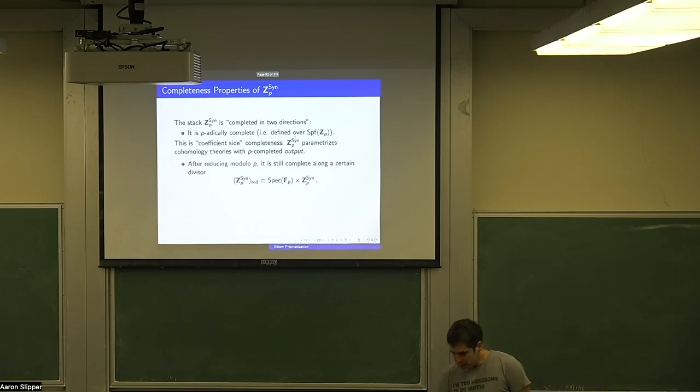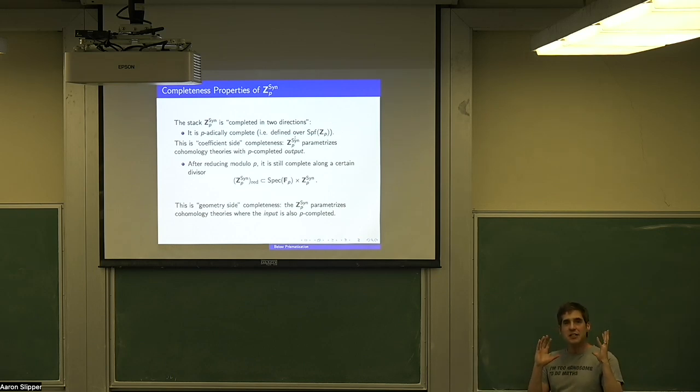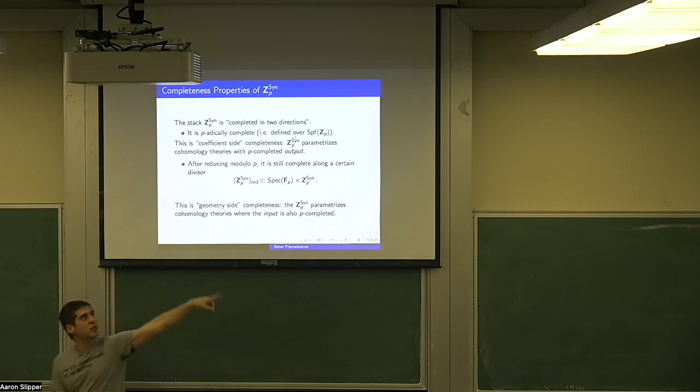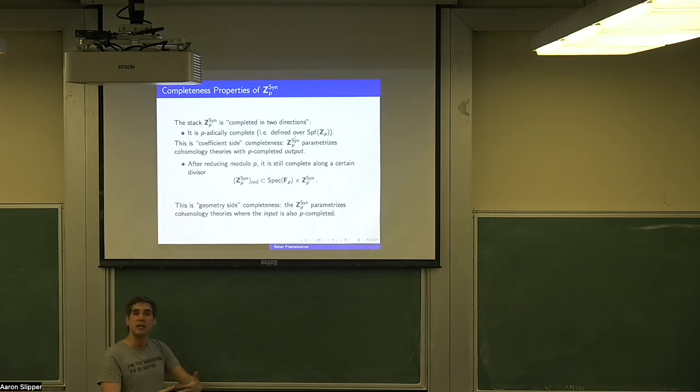Now, even if you take this stack and reduce it mod p, it's still complete in a different direction. It's complete along a certain divisor called the reduced locus. And this kind of completeness has a different interpretation. It's sort of a geometry side completeness. ZP syn has to do with cohomology theories where the input to the cohomology theory is a p-adic locus. Input is something that has been p-adically completed as well as the output.